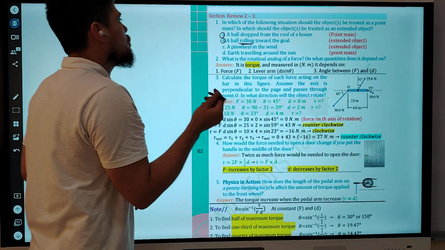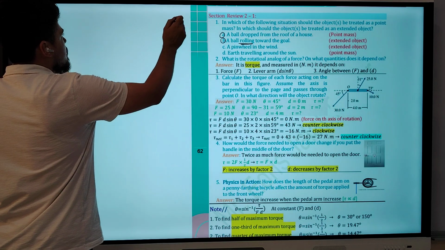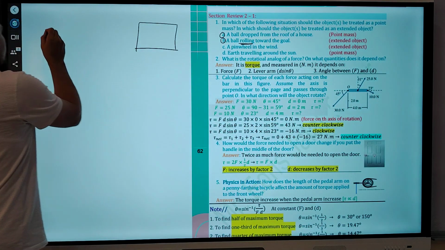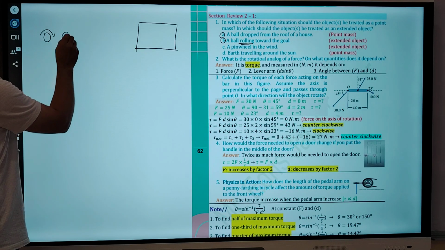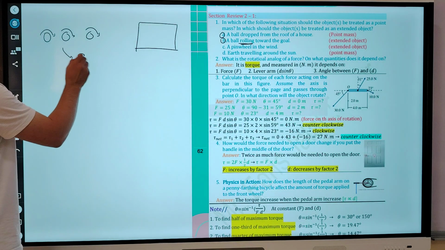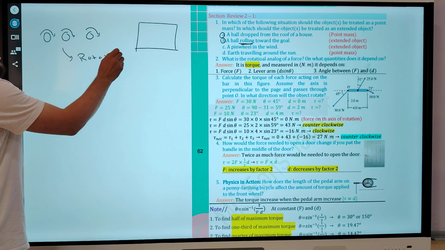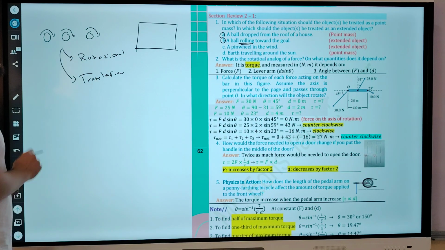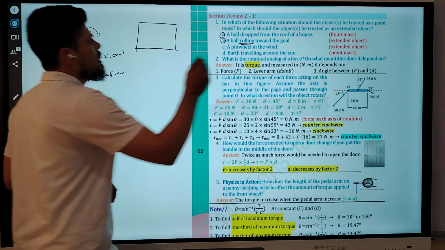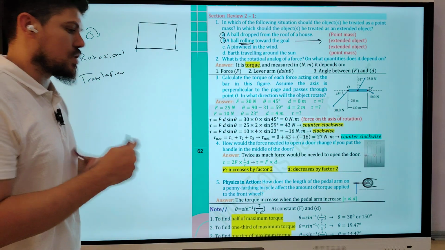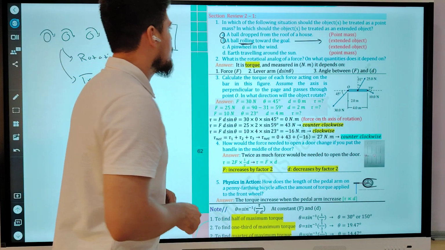But in branch B, a ball rolling toward the goal. Assume that this is the goal. When the ball is rolling, what is the type of motion of this ball? Both rotational motion and translational motion. Because the ball has both types of motion, the ball is treated as an extended object. Why? Because it is rolling. It has both rotation and translation.